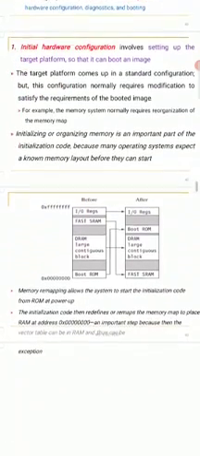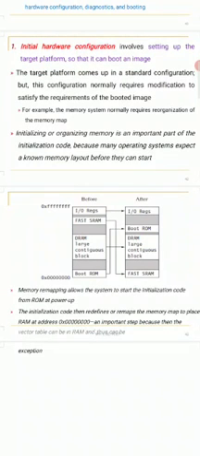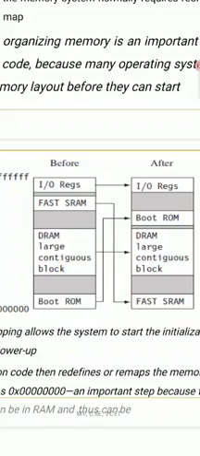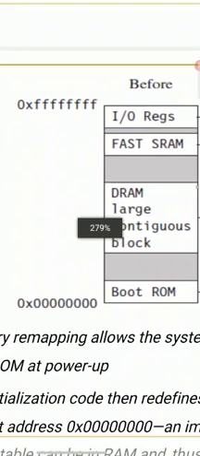Memory remapping allows the system to start the initialization code from ROM at power up. The initialization code then remaps the memory map to place RAM at address 0x0. This is an important step, because then the exception vector table can be in RAM, so it can be reprogrammed.